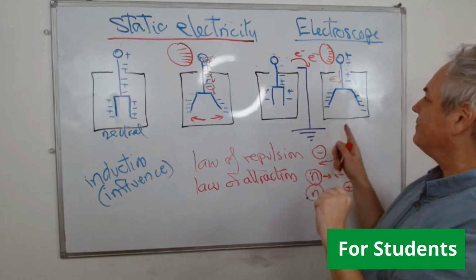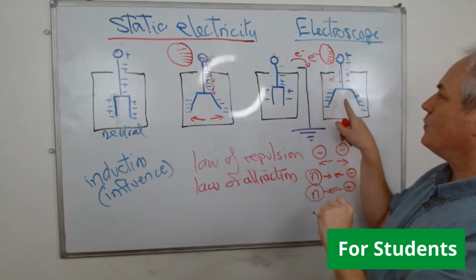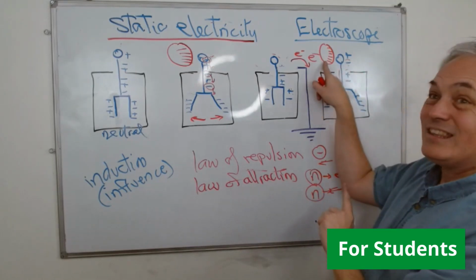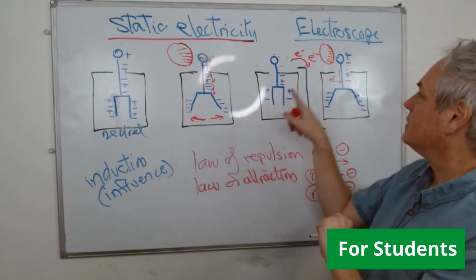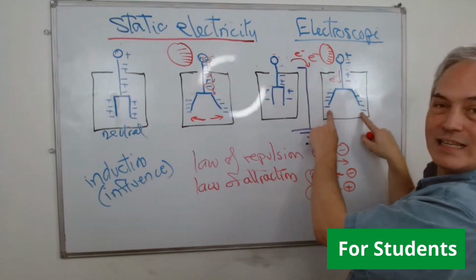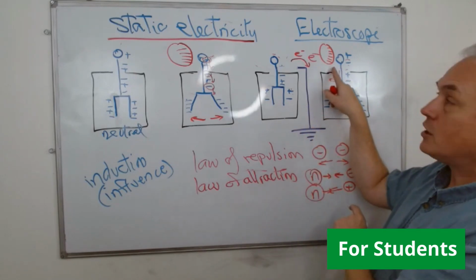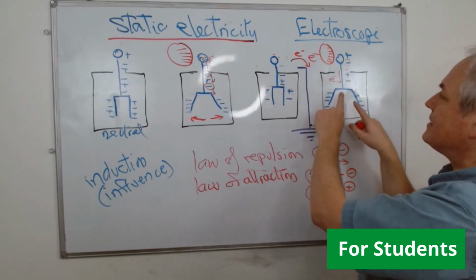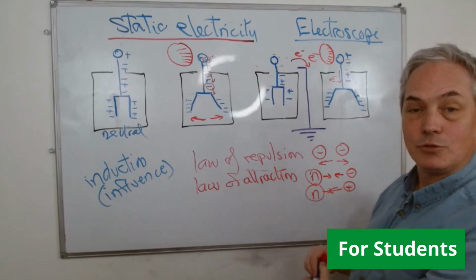because they are negative. Here, through induction, so through influence, we're able to charge the bottom leaves, but we have not touched the electroscope. So that means that this is just through influence.